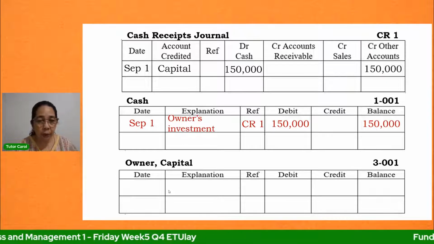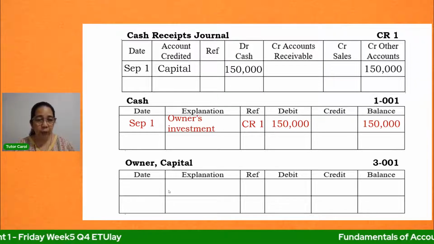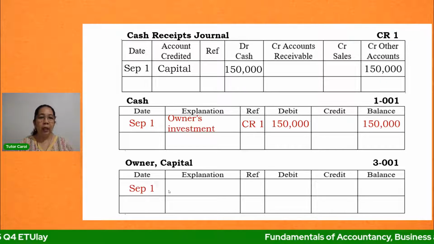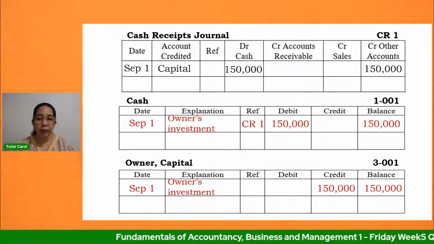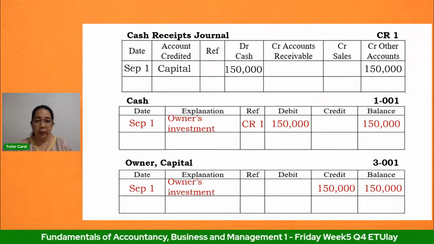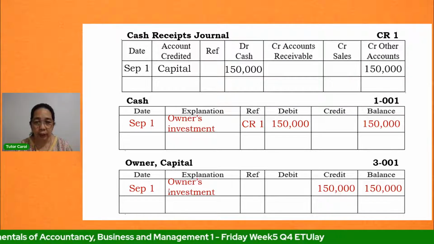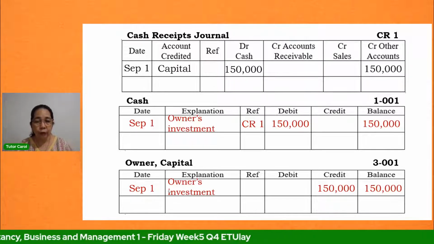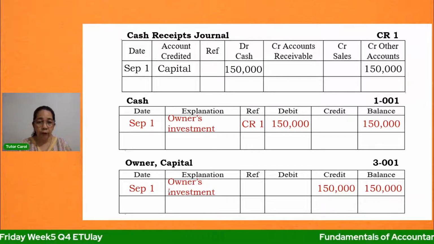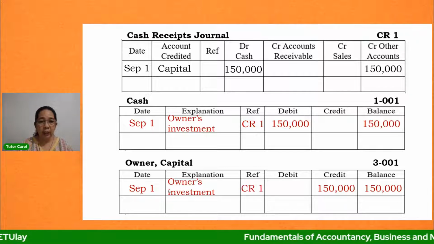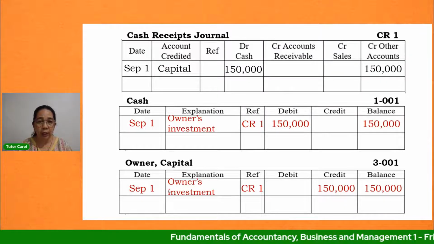For the owner capital, it is the same. Just copy it. September 1. Explanation, owner's capital. Credit, 150,000, because capital increases on the credit side. And the balance, just forward 150,000. And of course, your reference will be CR1, because it is cash receipt journal, page 1.